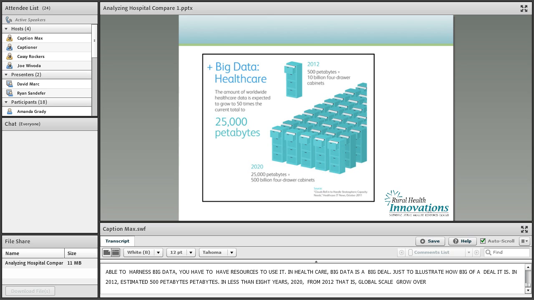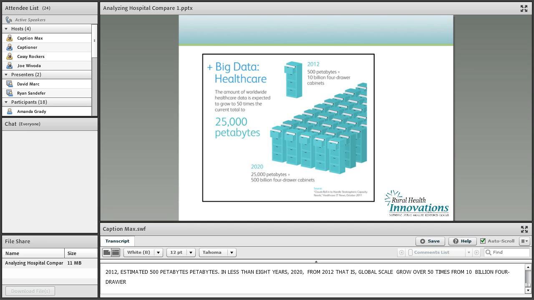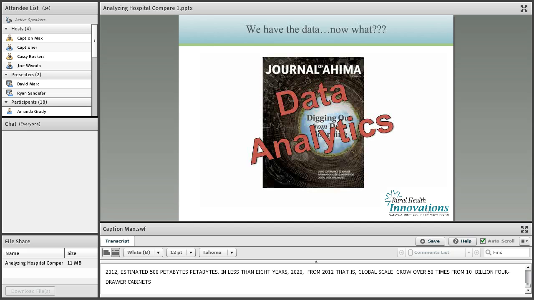And again, big data, it's a big deal. It's a huge topic. If you Google big data currently, you get over 781 million hits. And that's why, to be able to harness big data, you have to have resources to be able to use it. In healthcare, big data is also a big deal.